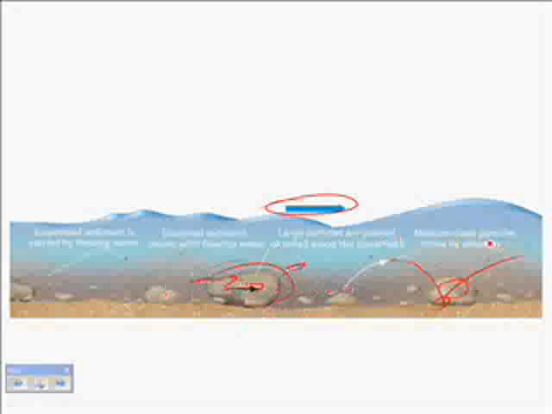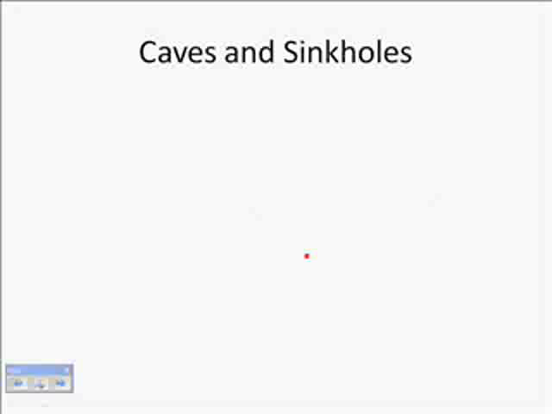Okay, caves and sinkholes actually start with the rain. Okay, so we're going to talk for a minute about caves and sinkholes. So the rain is H2O. Now, most of the rain actually gets down to Earth as H2O, but some of it actually mixes with carbon dioxide, which is in the air, the CO2, and when you get those mixed up together, you get what we call carbonic acid, which is H2CO3.